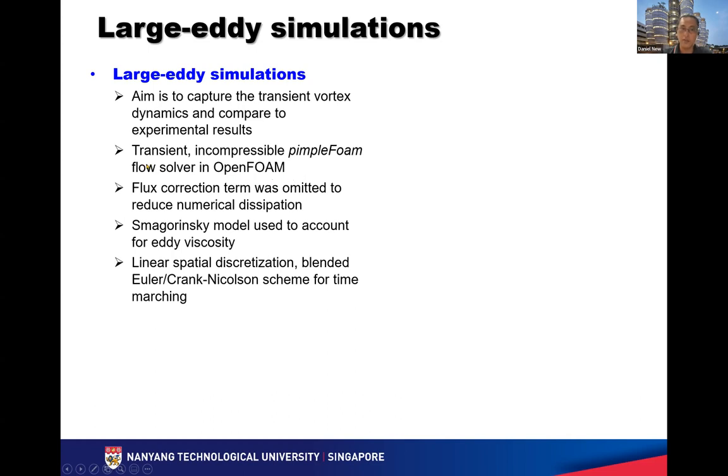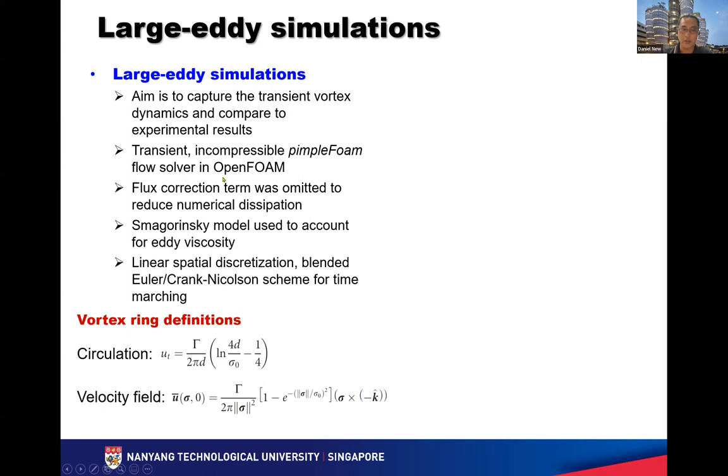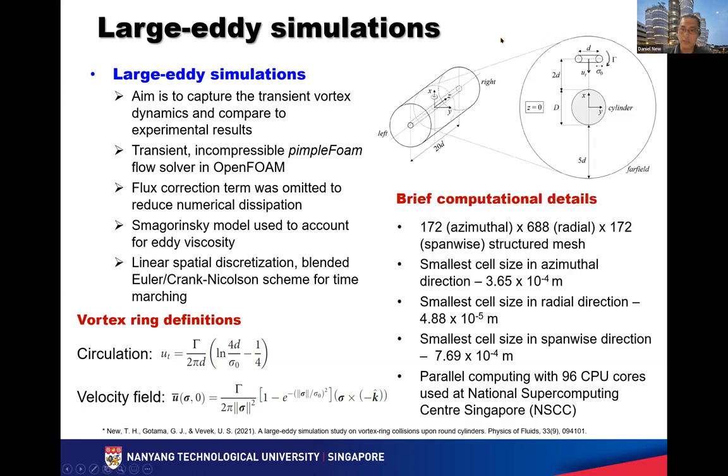In particular, we make use of the transient incompressible pimpleFoam flow solver. I'm not going to go through details, you can read for yourself, but suffice to say that, because it's going to be very tricky and very challenging to emulate the moving piston and hence the formation of the vortex rings, we decided to define the vortex ring in an idealized manner through these definitions for its circulation and for the velocity field. We make use of these equations because we followed the procedures adopted by Chen et al. in their 2010 paper when they did the vortex ring collision upon planar surfaces.